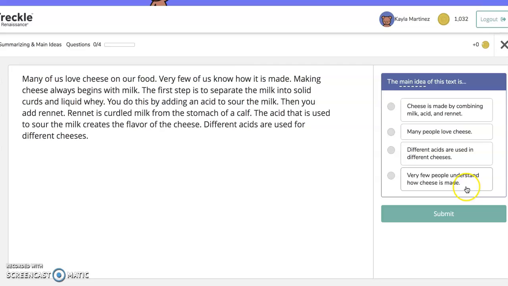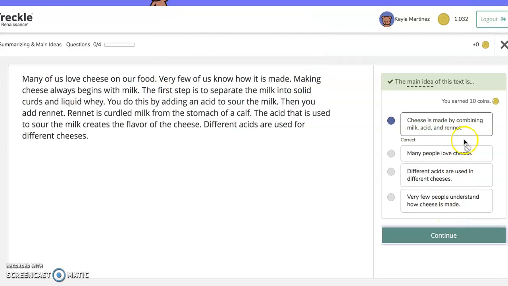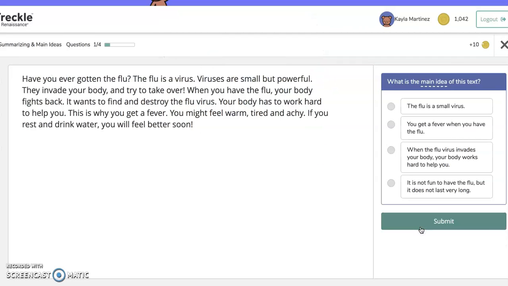Very few people understand how cheese is made. Yeah, because again, that's one sentence, right? It didn't tell us nobody knows how to make it, and only 1% of the population knows how to make it, and we didn't talk about that. What did we talk about here? We talked about how the cheese was made, right? Making the cheese begins with this. You do this step, then you do this, then you do this, then you do this. It told us this is how the cheese is made. You have to do milk, acid, and rennet. Excellent.